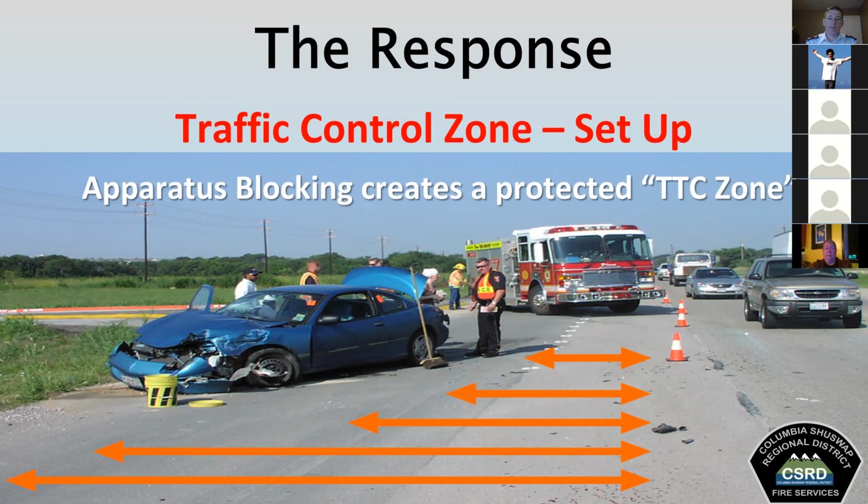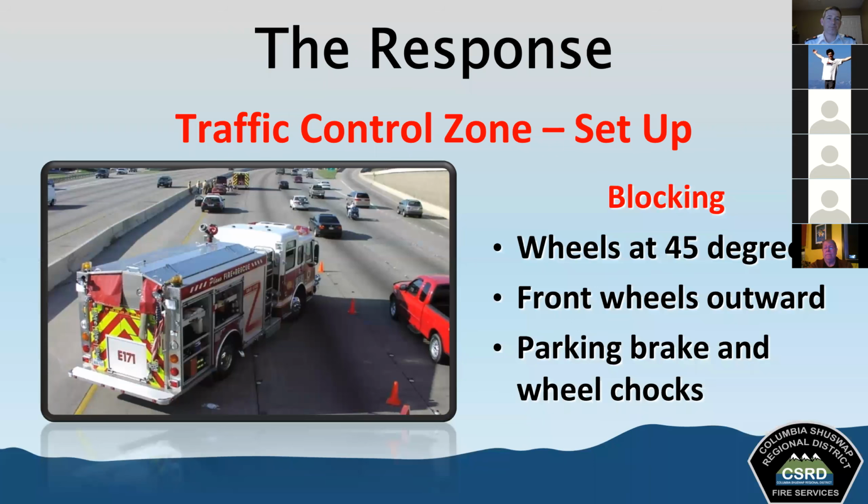All right. And by positioning it this way, if you look at the way that the apparatus is positioned in the photo on this slide, it has a chance of deflecting any impact into the apparatus away from the incident scene, as opposed to traveling into the work zone of our accident scene. All right. So blocking is basically just positioning that emergency vehicle on an angle in lanes of traffic to create a physical barrier between the traffic and the work area, right?